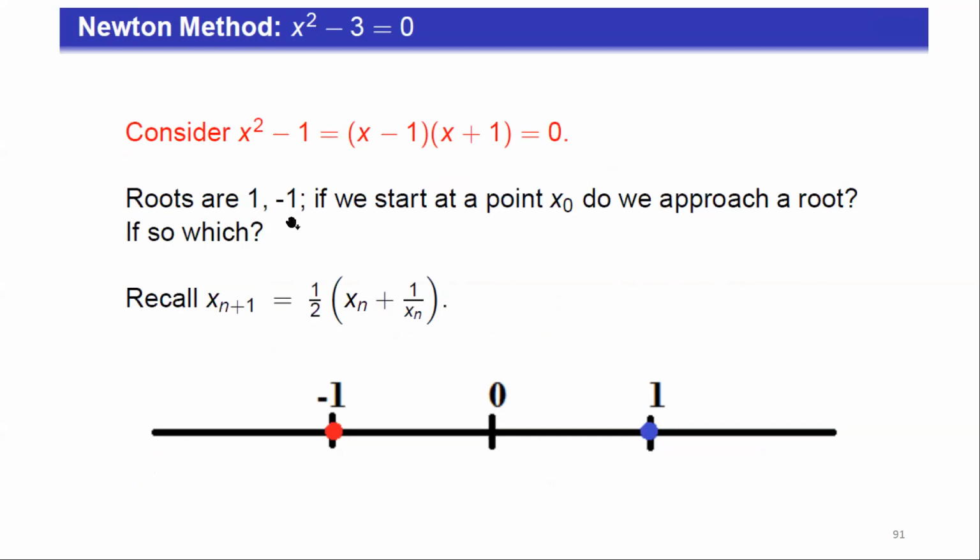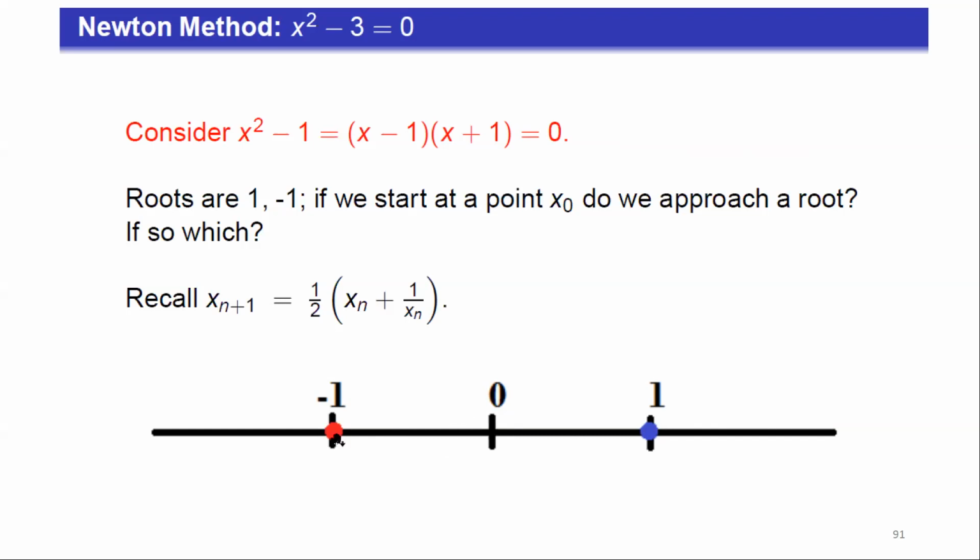And so here's our formula to find the next guess. I'll color the 1 blue and the -1 red. The question is, if we start at a point, do we approach a root? And if so, which root? If I started here, which root do you think we'll approach as we keep iterating? The 1. If I started here, which root? -1. What if I start here?